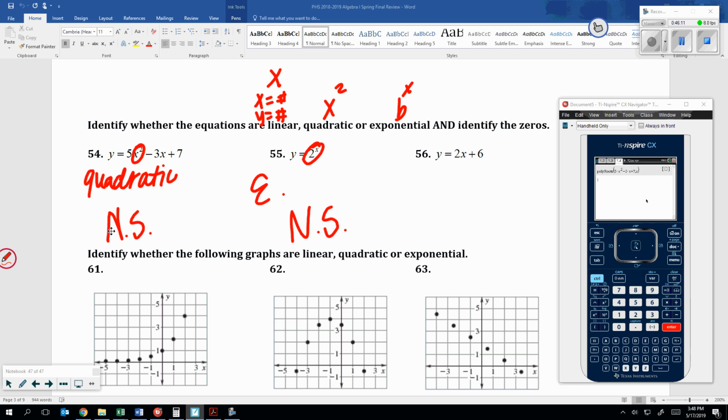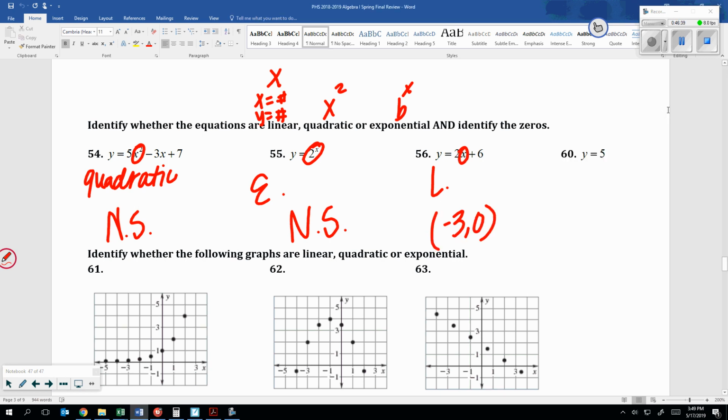For 56, it only has that x, so it's going to be linear. With this, it doesn't necessarily matter, but if we wanted to graph this one, just to change it up a little bit, we would graph our 2x plus 6, and we see where it touches the x-axis. It touches it at -3, so it would be -3, 0. And then if we look at 60, it's just y equals a number, which is going to give you a horizontal line at y equals 5. So it's linear, and there would be no solution.